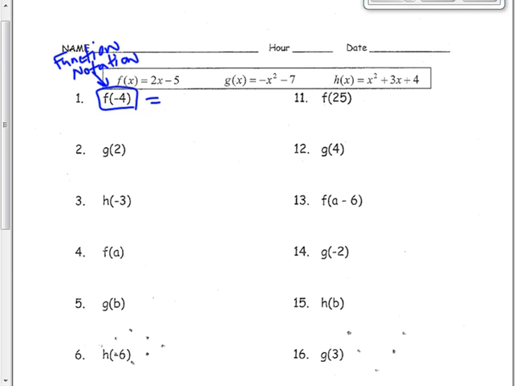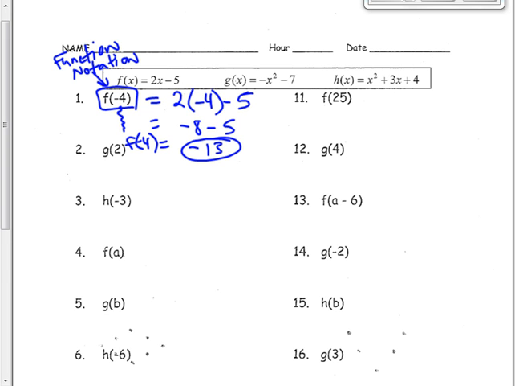And so when I write this, I'm plugging in that -4. And 2 times -4 is -8, minus 5, -8 minus 5 is -13. Notice that I didn't do anything on this side. Technically, this carries down, and f of -4 is equal to -13.